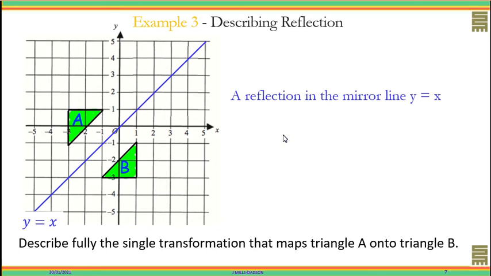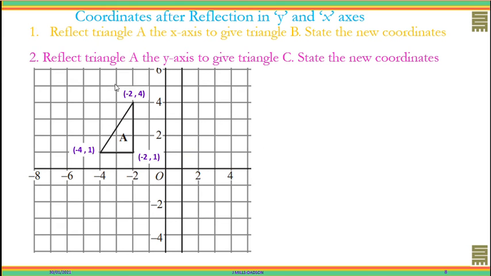Okay, now let's look at what happens to the coordinates when you reflect shapes. How do the coordinates change? So here, we are going to reflect triangle A in the x-axis to give us triangle B, and want to see what is happening to the coordinates. Then we'll also reflect triangle A in the y-axis to give C and also state what is happening to the coordinates. So we want to see how the x-axis as a mirror line affects the coordinates, and how the y-axis as a mirror line also affects the coordinates.